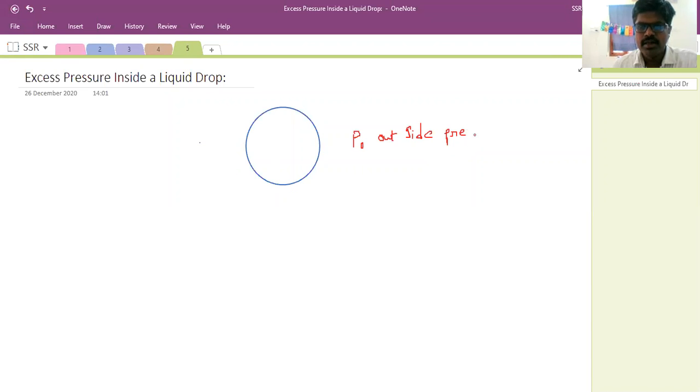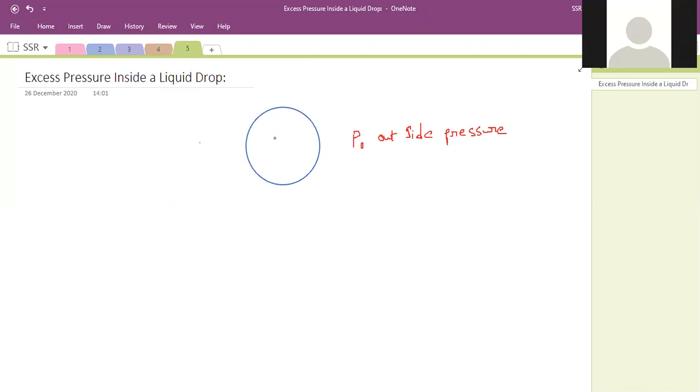Are you able to see the screen? Excess pressure inside a liquid drop. Yes or no? Please reply.